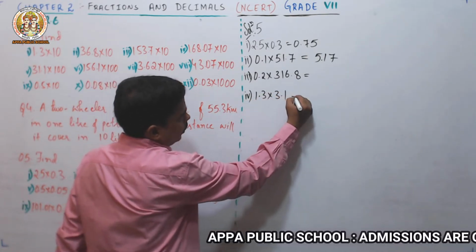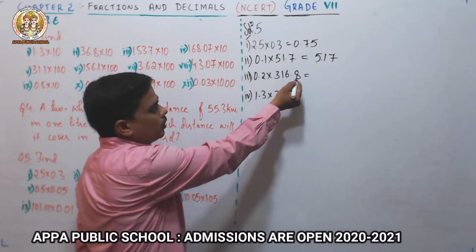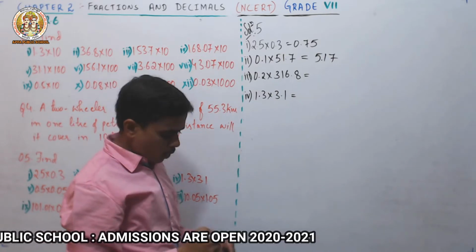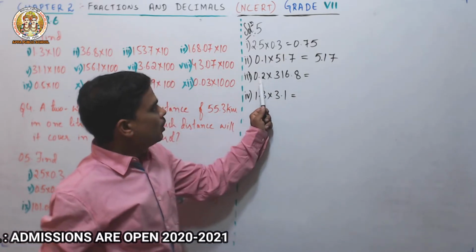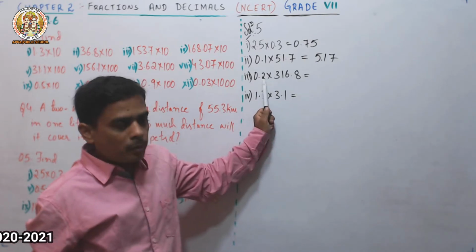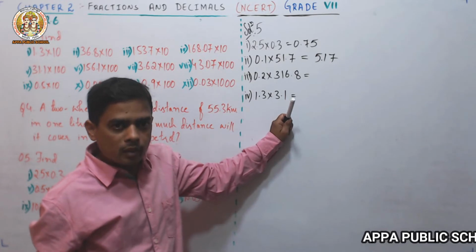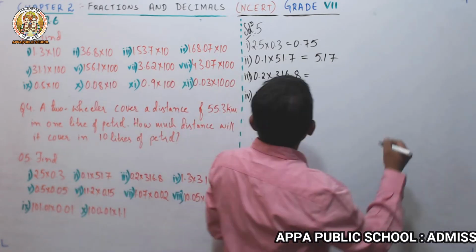3.1 is the question. So I will multiply here. If you know the two table, you can multiply here directly, because here we have only 0.2. 0.2 means multiply this number with 2. Afterwards you have to place a decimal point. You can do it that way also, or else multiply it.